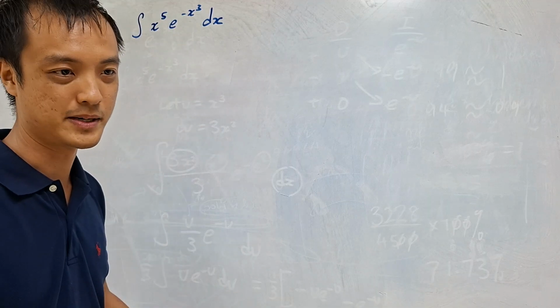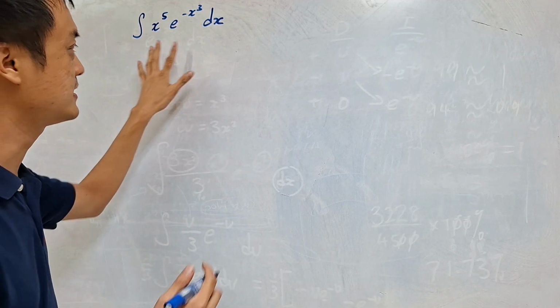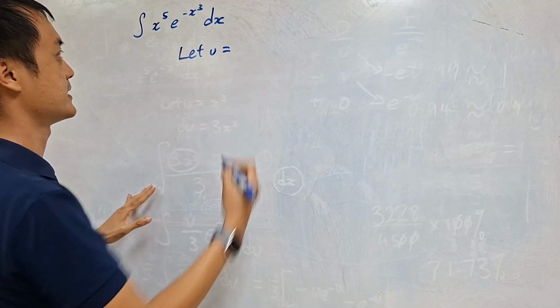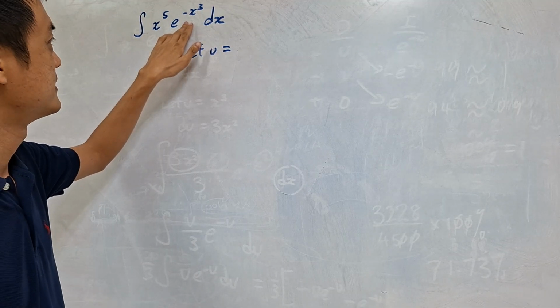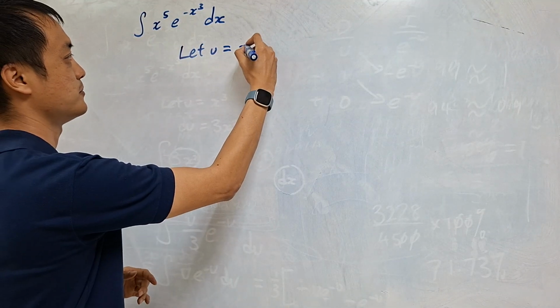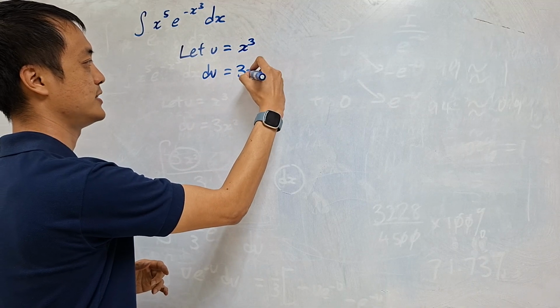Let's try to use another method called the u substitution method. For u substitution, we will need to let u be equal to something. We look at the exponential term. We see an x cubed over here, so let u equal x cubed. Then we can find du. du is 3x squared.